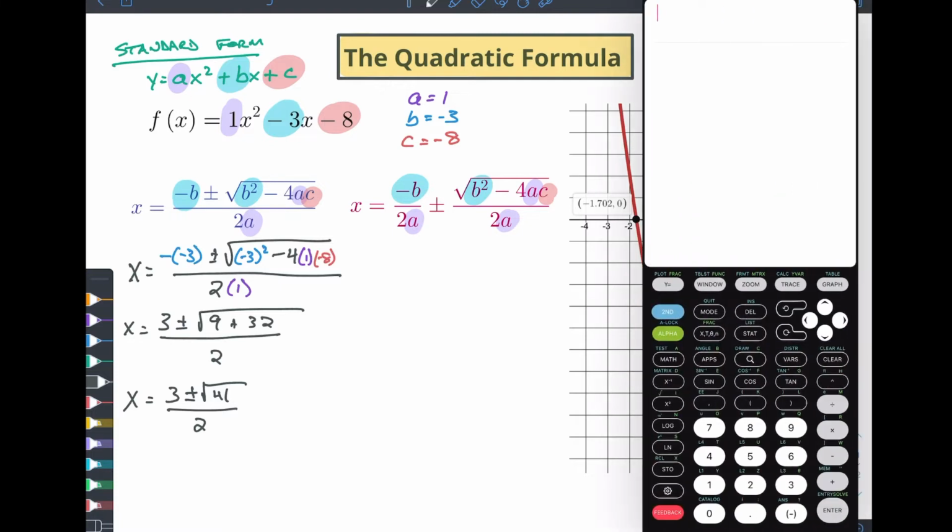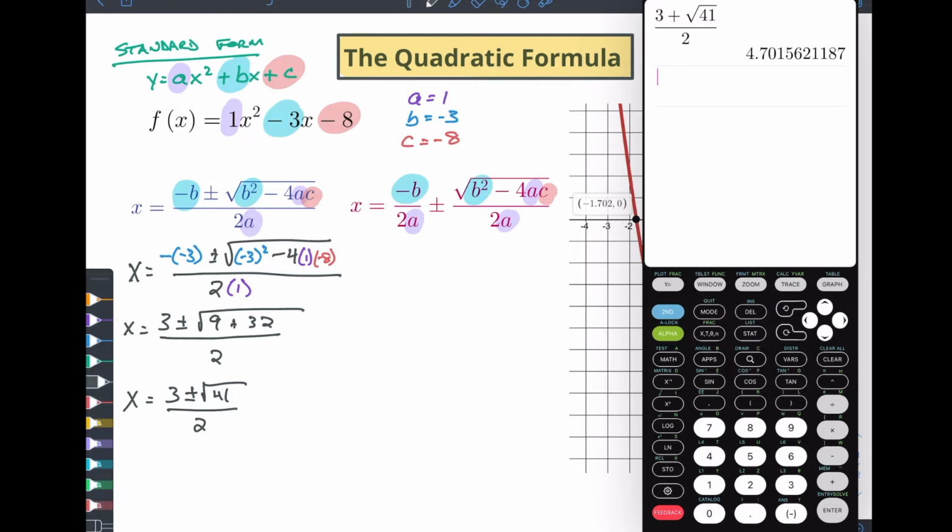So I'm going to do my alpha y equals so I can get my fraction option, and I am going to put these values in. Now I have to do it 2 times because I've got that plus or minus in there. So I'll do one version with a plus and one version with a minus. So I've got 3 plus the square root of 41, all of that over 2, and I get a value of 4.70156, and so on.